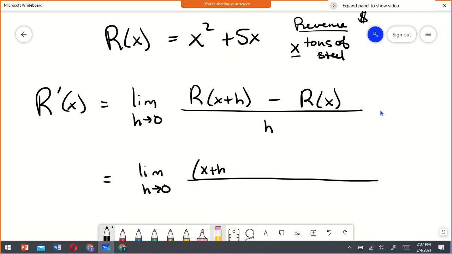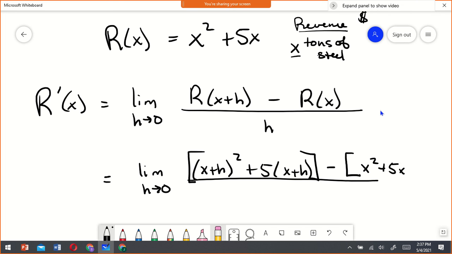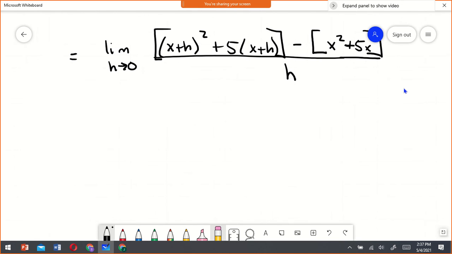But we have x plus h squared plus 5 times x plus h. And again, just for clarity, I'm going to put some brackets around that. Subtract x squared plus 5x. And all of that's over h. So just plugging in my function for revenue and my function for revenue, but evaluated at x plus h instead of just x. Then it is algebraically simplifying this fraction to cancel the denominator eventually. So we can square where we need to, distribute where we need to.